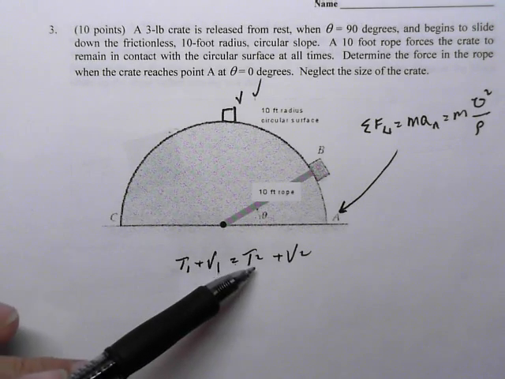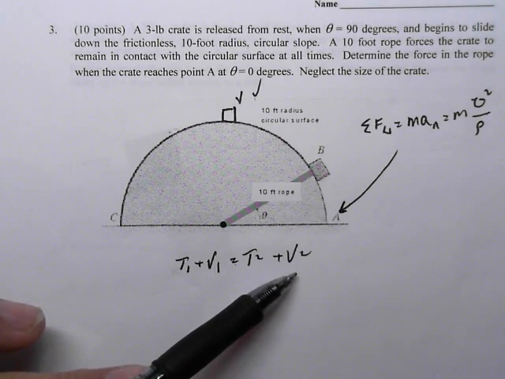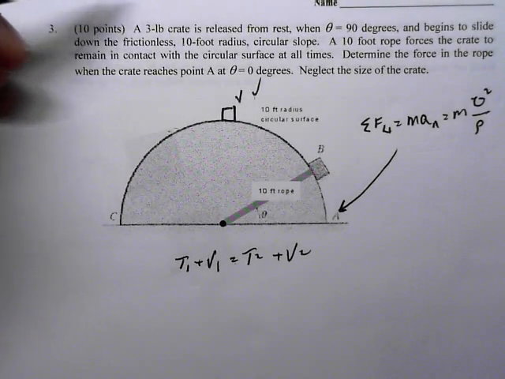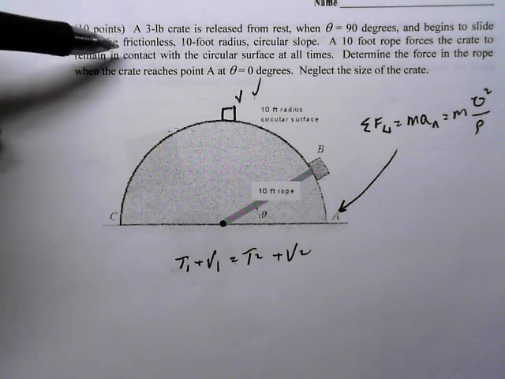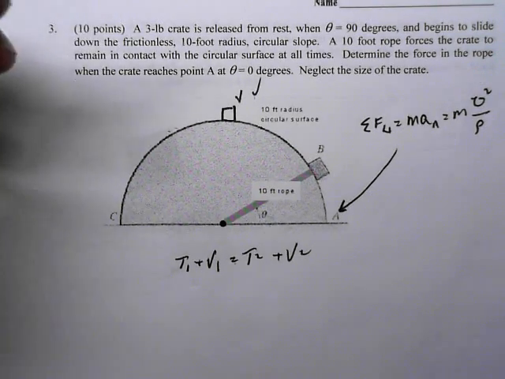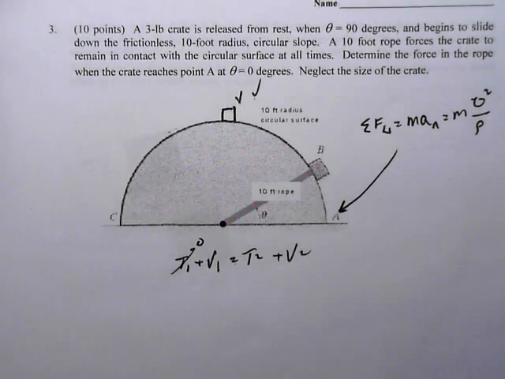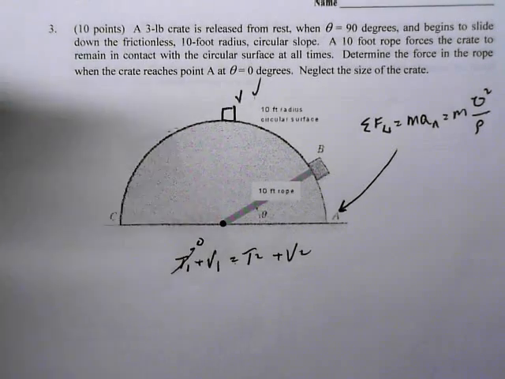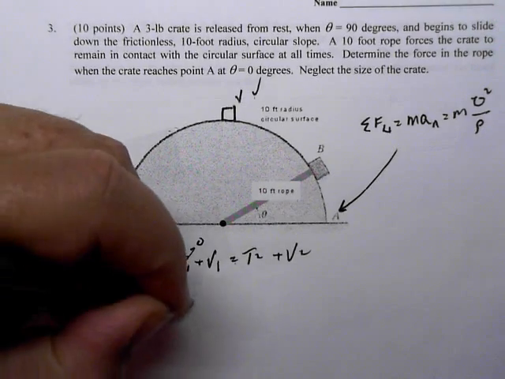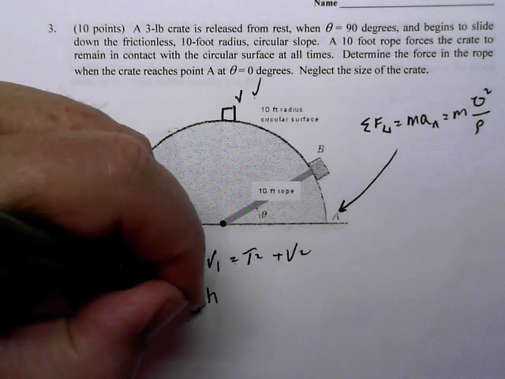And we will end up with an increase in our speed. I would say that we have no V2 at the bottom because that'll be the potential energy reference. So writing the energy equation, what do we say for an initial velocity? 3-pound crate. Oh, it is released from rest. Okay, I forgot, I was thinking that one had initial velocity. Released from rest. So that's 0. Then we'll have our potential energy, m times g times h, and that h is 10 feet.